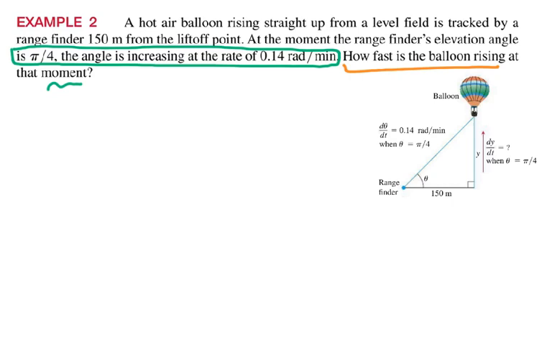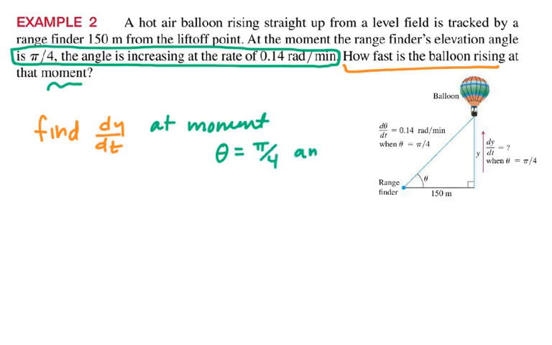We're being asked to find how fast the balloon is rising. So that's a vertical rate of change. And I might think about this: it says find dy/dt at the moment when we know the angle. So the angle we might call theta. At the moment when theta is pi/4, and the rate at which that angle is changing, so that would be d theta/dt, we'd have 0.14 radians per minute.